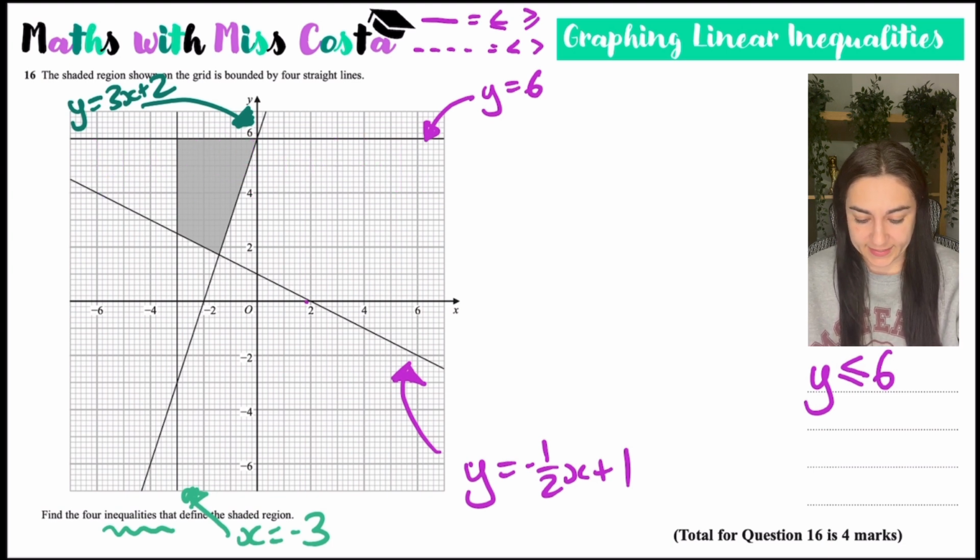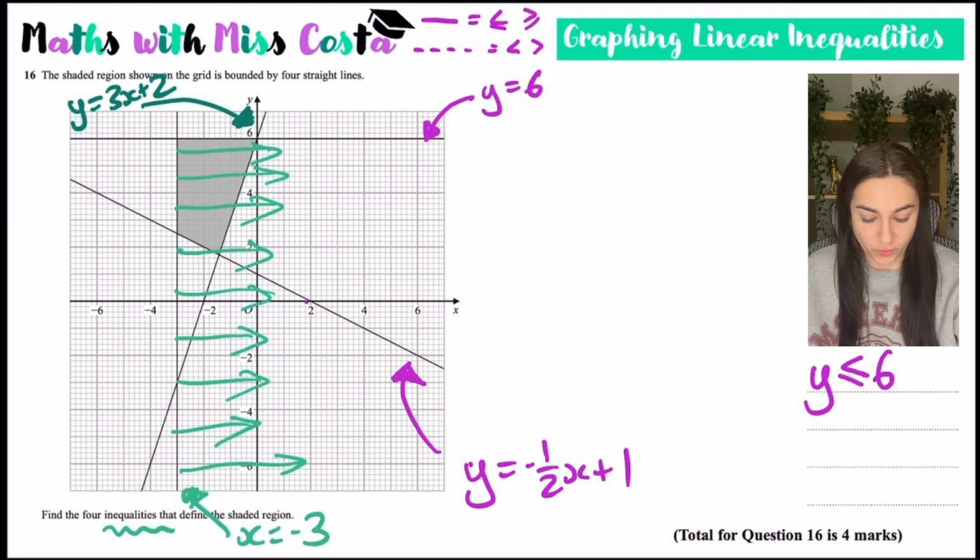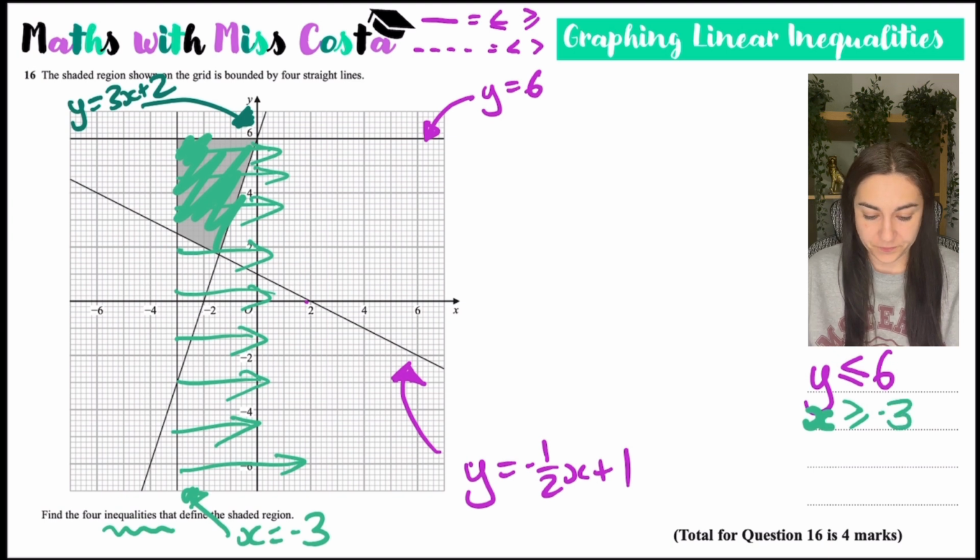Then let's look at the next one. So here's my line, x is -3, and all the coordinates that can be satisfied must be greater than -3, okay, because they're in this region here, which is greater than -3. So because it's a solid line, I once again have to include that it could equal it. So x must be greater than or equal to -3.